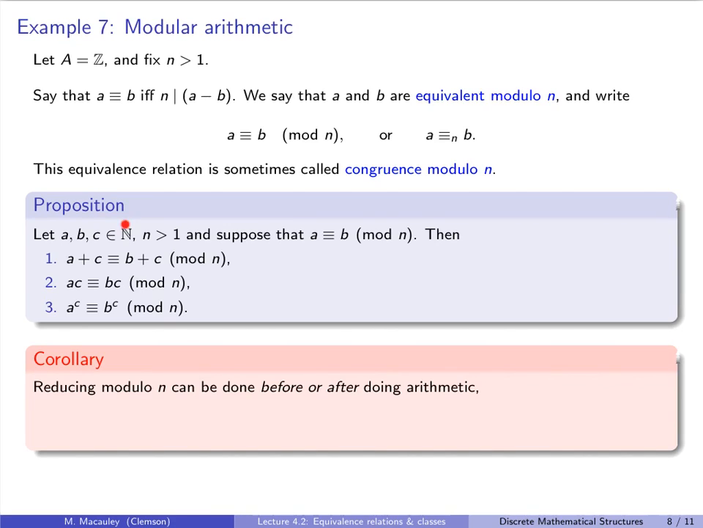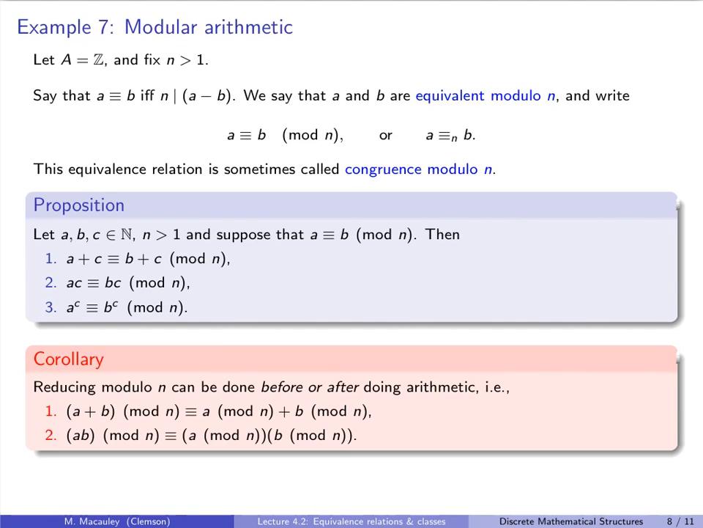What we basically showed above is that reducing modulo n can be done before or after doing arithmetic. In other words, a plus b mod n is equivalent to a mod n plus b mod n. And if you multiply a and b and reduce it mod n, you get the same thing as if you take a mod n times b mod n, and then I should actually probably add that you reduce that mod n, because it could be that what you get is bigger than n.